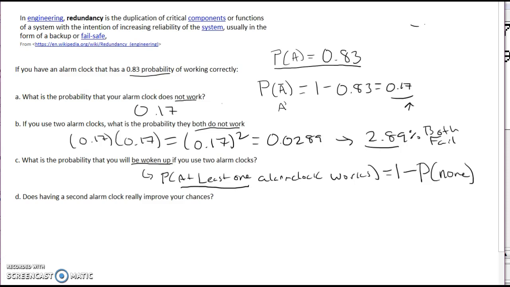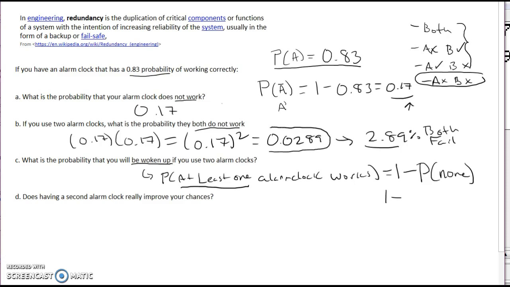Because if you think about it, here are the situations. Either they both work, the first one fails but the second one's good, the first one's good but the second one fails, or they both fail, right? This is the probability that none of them work. These are all part of the probability that at least one works and you'll wake up for your alarm. So rather than doing all three of these probabilities separately and adding them together, we're going to take a look at 1 minus the probability that none of them work. So what is the probability that none of them work? You actually did that right here. You did the probability that both alarm clocks do not work. So to find the probability that at least one works, it's 1 minus 0.0289.